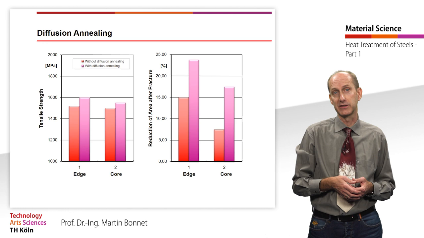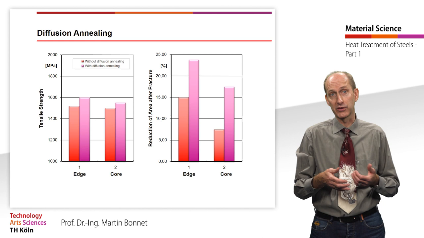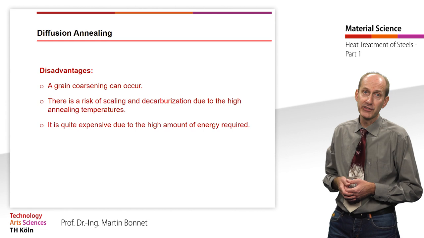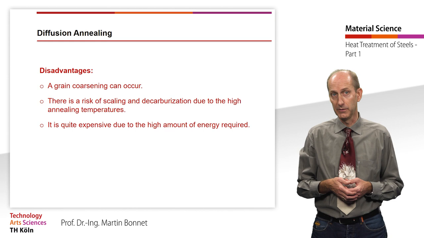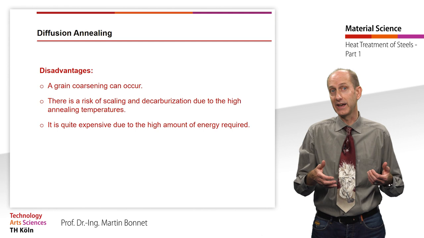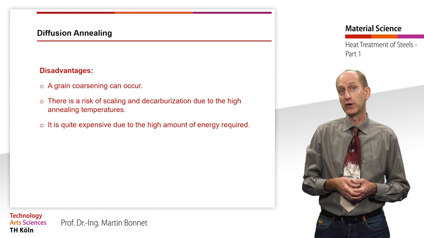The necking describes the percentage change of the cross-section after the break, Z, in relation to the initial cross-sectional area S0. However, this method also has some disadvantages. Grain coarsening can occur. However, this could be eliminated by a subsequent normalizing. And there is a risk of scaling and decarburization due to the high annealing temperatures. And it is quite expensive due to the high amount of energy required.